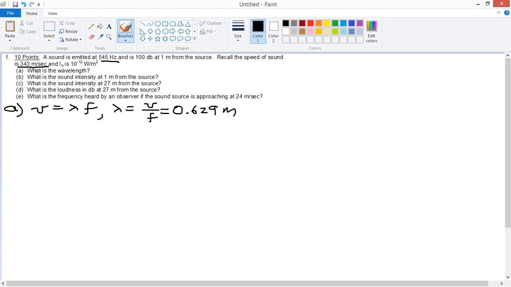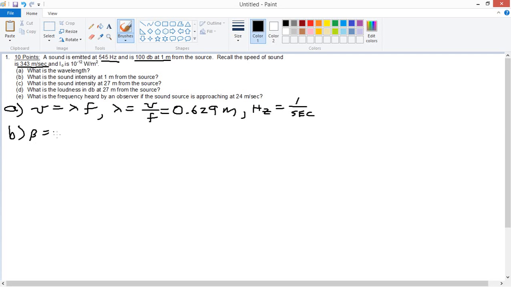Velocity is in meters per second. Frequency is in hertz, which is an inverse second. By the way, just take a note of that. And of course, we talked about that in class. Sound intensity, 1 meter from the source. We're told the decibels at 1 meter is this.